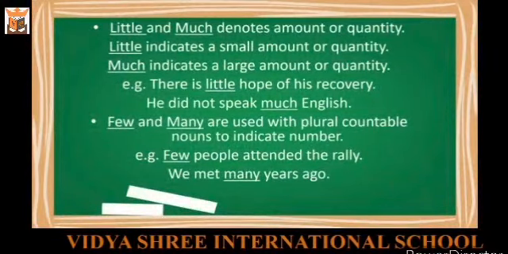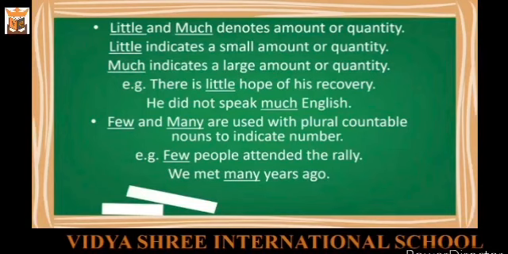Now let us see where we use little and much. Little and much denote amount or quantity. Little indicates a small amount or quantity, whereas much indicates a large amount or quantity. For example, there is little hope of his recovery. Little hope means very less. He did not speak much English. Here we are talking about a large quantity.